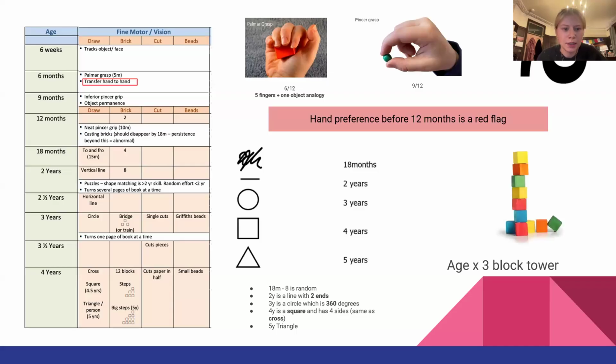Then if you click to the next one, another way that you would assess fine motor and vision is by getting them to put together a block tower. It's pretty simple to remember how many blocks they need to achieve by a certain age: just take their age and multiply it by 3. That should be the number of blocks they're able to stack onto each other. So that's something else that you might use in your fine motor exam as part of your developmental assessment.